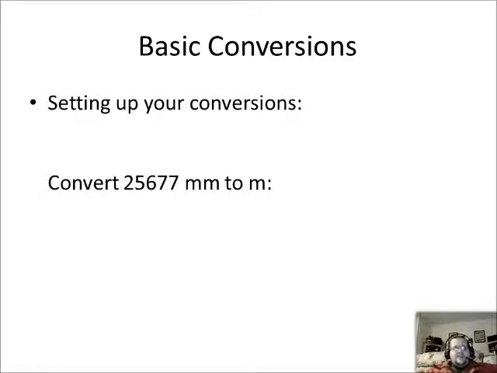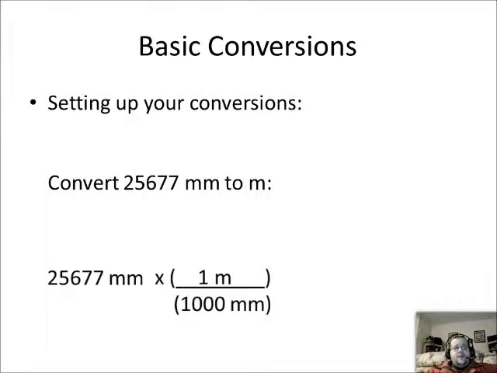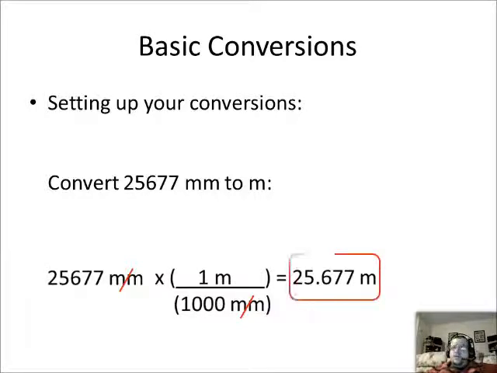One such sample problem is convert 25,677 millimeters to meters. We start out with what we're given, and then we work in a conversion factor that we've committed to memory. There are 1,000 millimeters for every 1 meter. We put the millimeters on the bottom so that they'll cancel out, leaving us with the unit of meters, which is where we want to end up. We divide 25,677 by 1,000, and that gives us a value of 25.677 meters, which is our final answer.